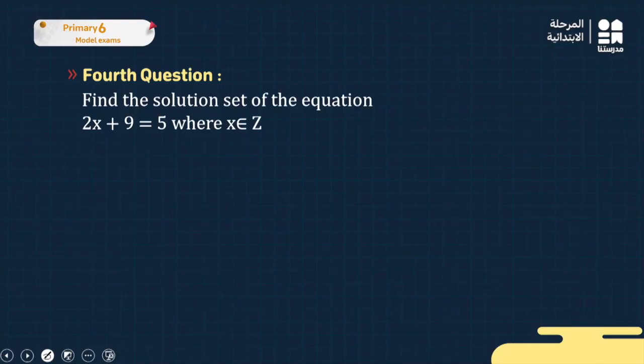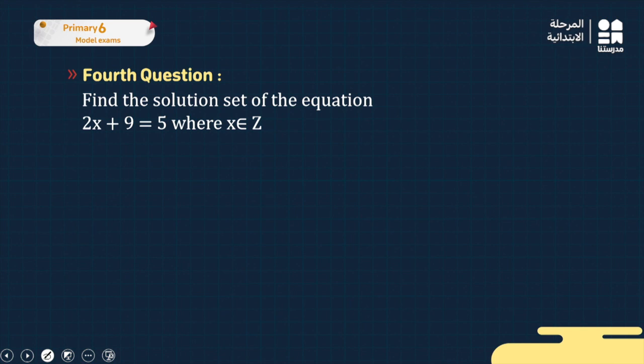Let's see the next one. I have exercise number 4. Find the solution set of the equation 2x plus 9 equals 5, where x belongs to Z. It's a very normal equation. I am going to subtract 9 from both sides, then I will find the value of x.